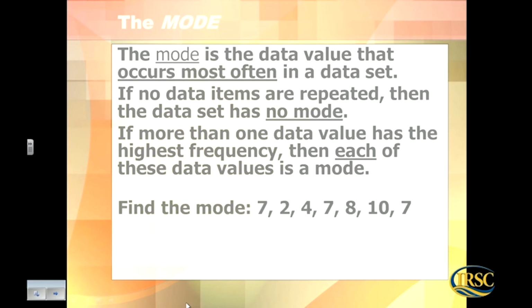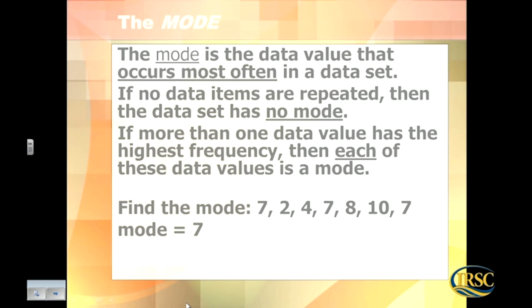If this is our list of numbers, what is our mode? Okay, I heard 7, because 7 shows up 3 times, the most amount of times. I still have one more central tendency, so don't pack up early, please.